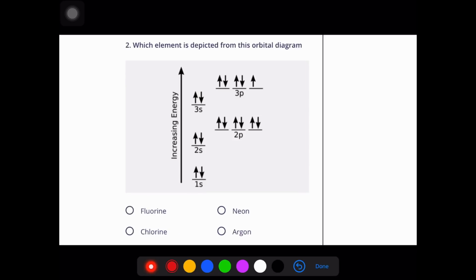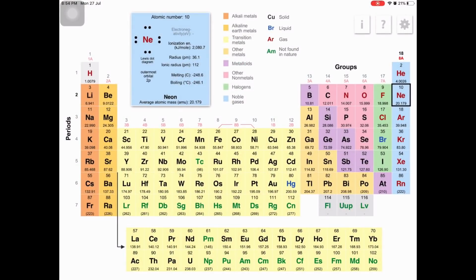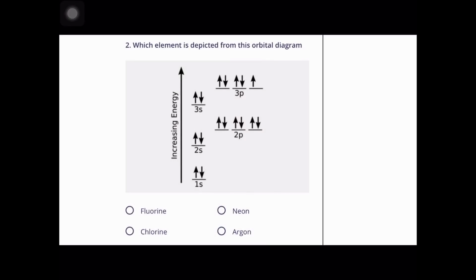Move on to the next question. Which element is depicted by this orbital diagram? The question is asking which element is represented by this orbital diagram. Again, calculate the total number of electrons. Here is 4, 6, 8, 10, 12, 14, 16, and 17. We might want to refer to the periodic table. Which element has 17 protons? This means that at its ground state, the number of electrons is also 17. So the element is chlorine.